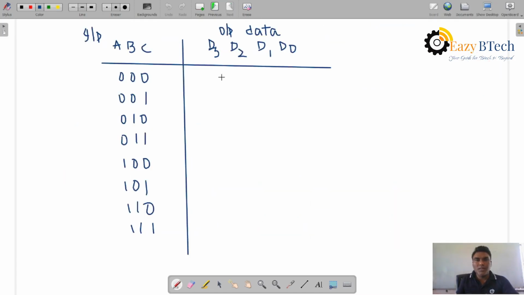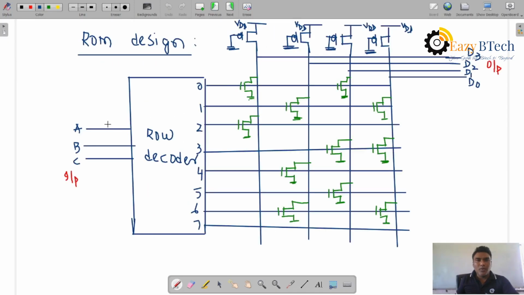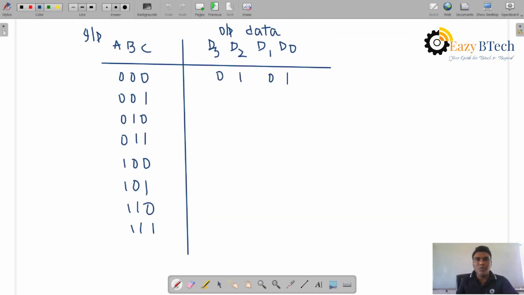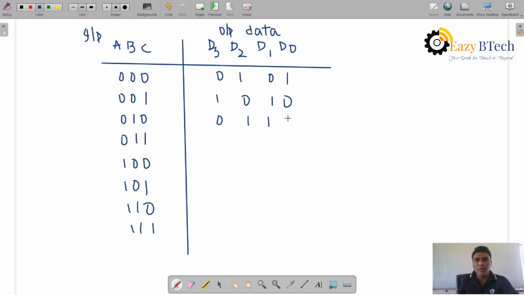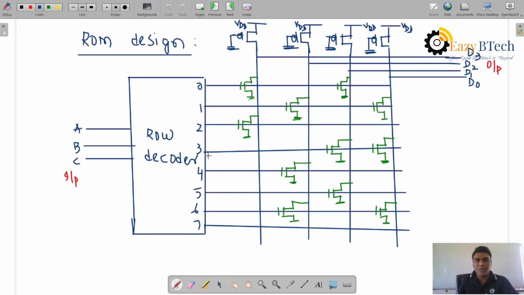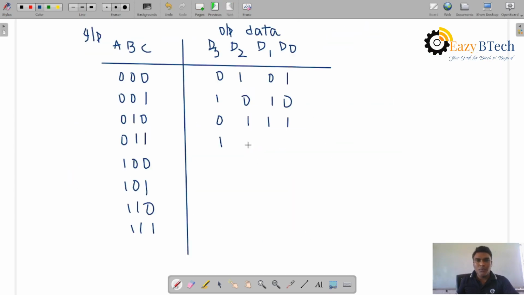The data is 0101. Now 001 means 1010. Transistor present is 0; if not, it will be 1. Like 010 means 0111. Now the next one, the third one, is 1100. So data stored is 1100. Where the transistor is present it will be 0, and the remaining will be 1.